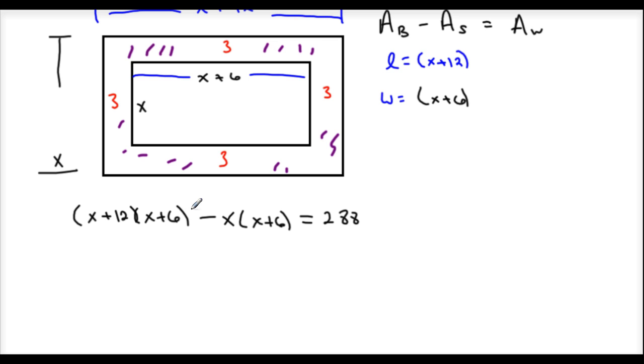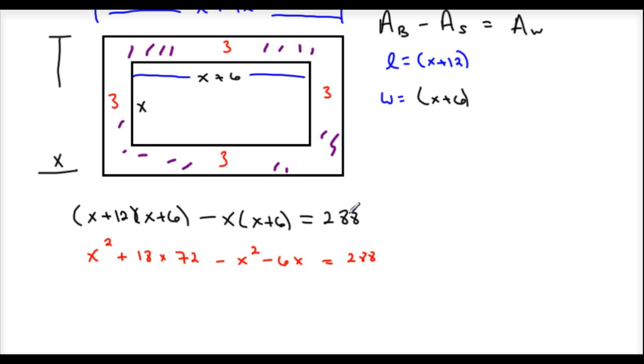Now let's solve. Let's FOIL this out. Combine like terms where we can. So if we FOIL this out, x plus 12 times quantity x plus 6, we should get x squared plus 18x plus 72 minus x squared minus 6x equals 288. All right, so that's just your FOILing. Distributed on my first one, distributed on the second one, equals 288.